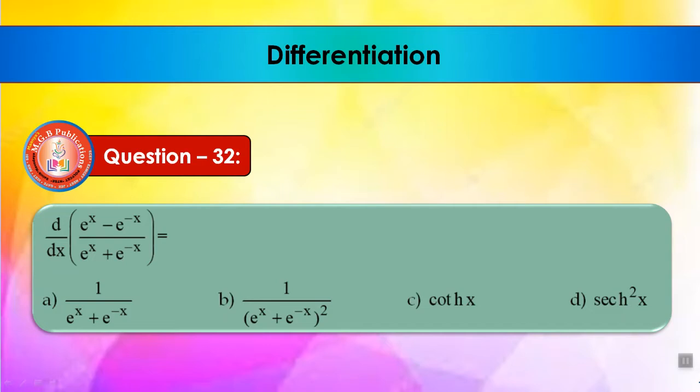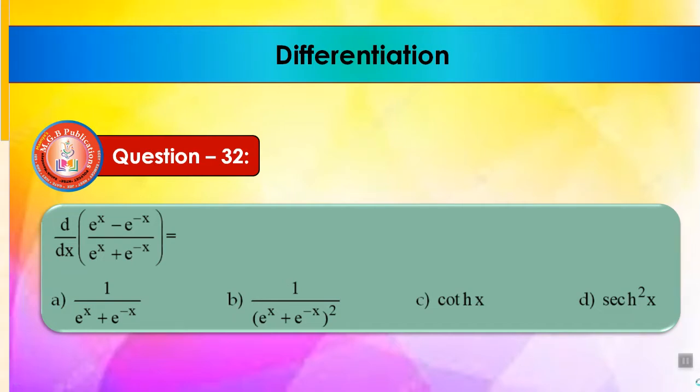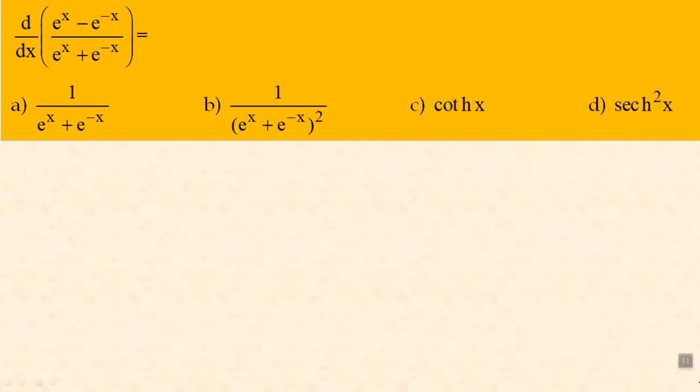Dear students, see the question number 32. Read the question and write it. The question is, d by dx of e power x minus e power minus x divided by e power x plus e power minus x is equals to. Options are 1 by e power x plus e power minus x, 1 by e power x plus e power minus x whole square, cot hx, secant h square x.